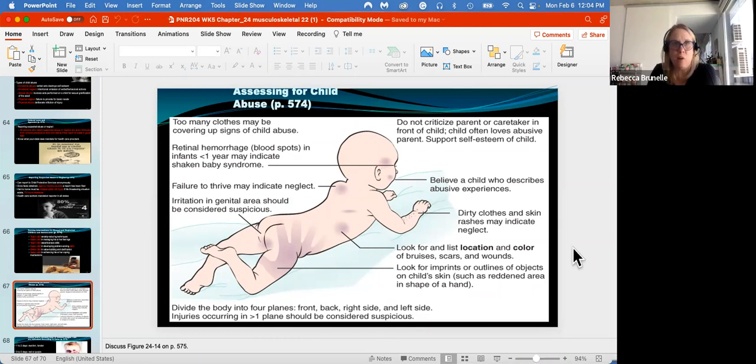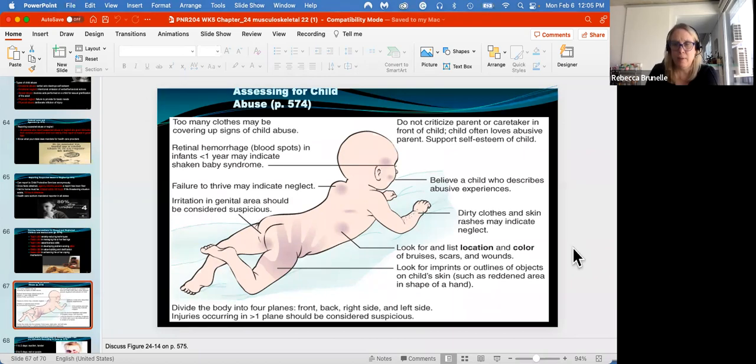Sometimes kids that just aren't gaining weight well, maybe they're not getting enough food. So that can be an indication of neglect. It could also be something medically wrong with them that hasn't been diagnosed. Dirty clothes, not changing their diaper on a regular basis. In severe cases, you might see some retinal hemorrhages, especially with something like shaken baby syndrome.